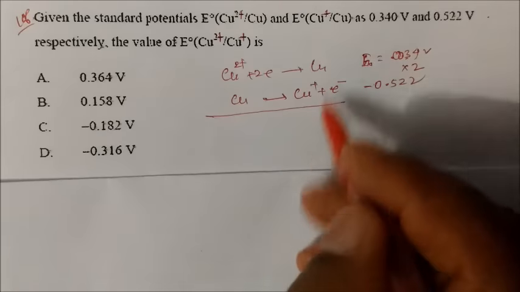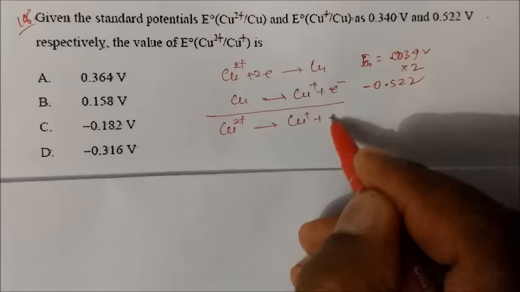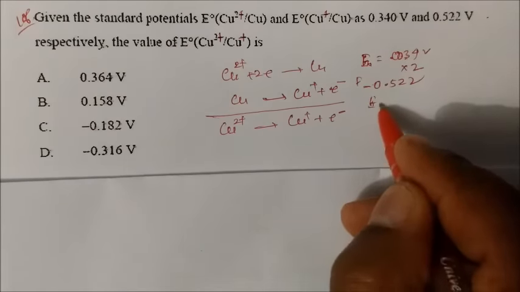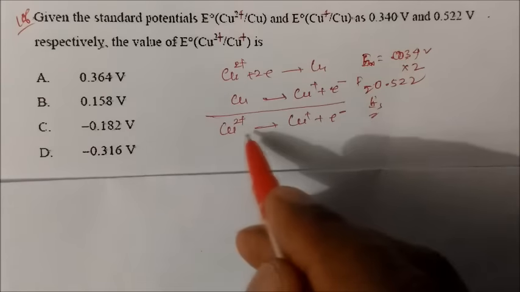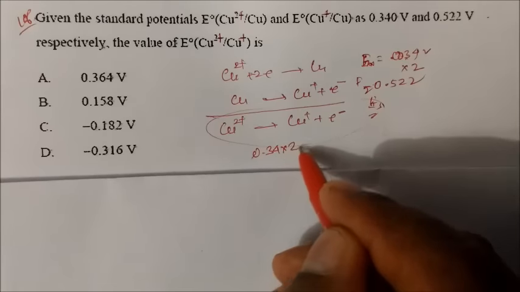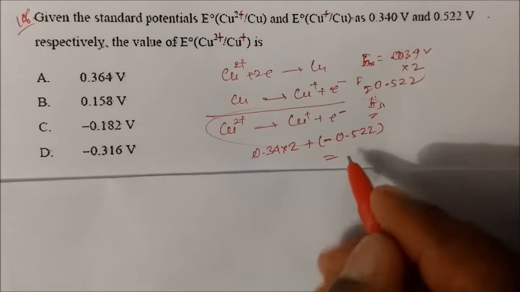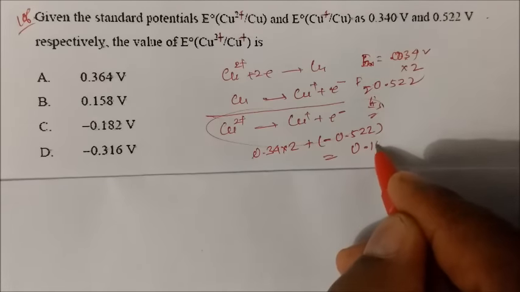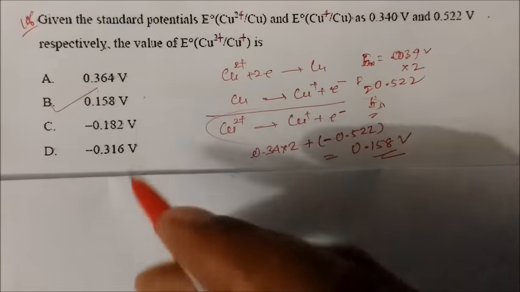Now if you add it, on adding you will get Cu2+, and it is giving Cu+ and this electron. So this is the E, this is again E, and this is E3. Suppose this is E2, this is E1. So now what is the total EMF of this whole value? We will take 0.34 multiplied by 2 plus this negative value 0.522, and if you calculate it, it will come 0.158 volt. So which answer is coming? Answer B is coming. This is the correct answer.